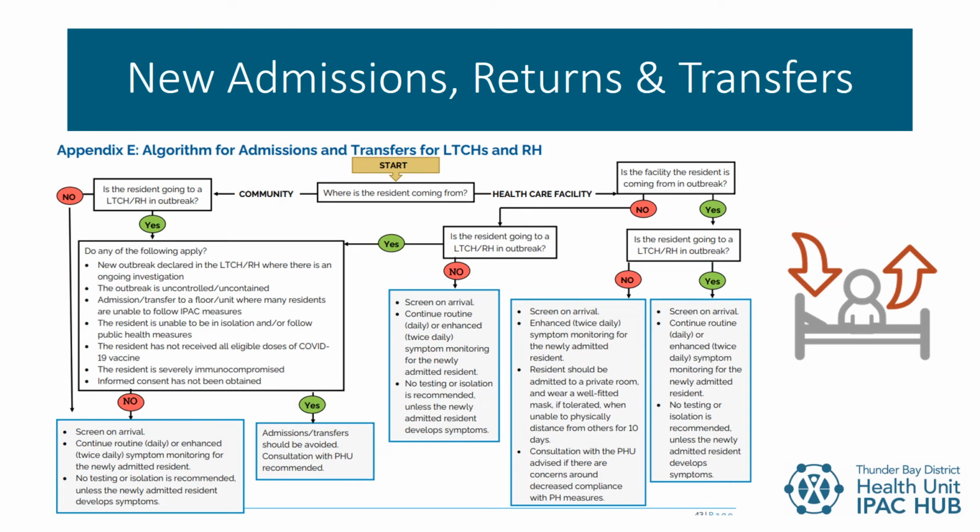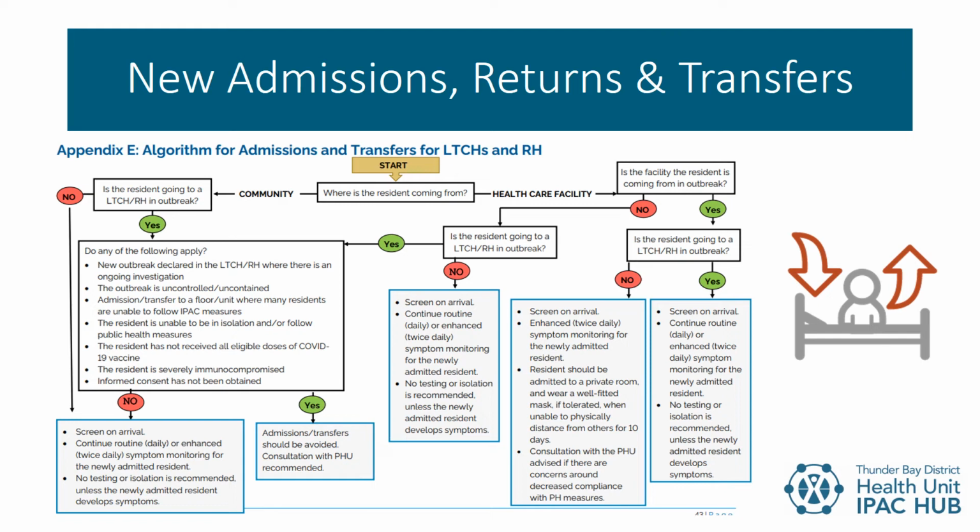New admissions, returns, and transfers. So on this slide is a reference to Appendix E of the COVID-19 guidance for long-term care homes, retirement homes, and other congregate living settings, which displays an algorithm and flow chart for the different scenarios within the workplaces. Testing and isolation of asymptomatic clients, residents, being admitted or transferred from the community or a facility that is not in an outbreak is no longer recommended.